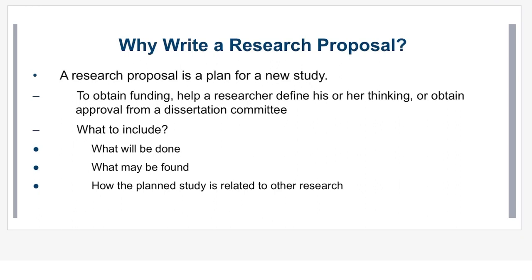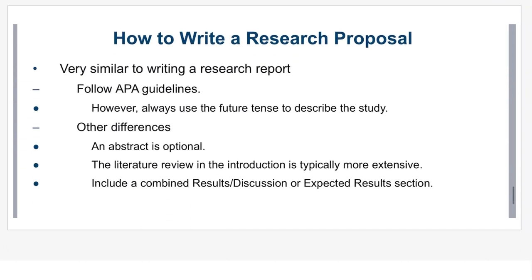So what do you need to include in a research proposal? Hopefully you guys already know this from doing yours, but you're going to talk about what will be done in the study, what may possibly be found in the study, and how the planned study is related to other research. Again, that literature review and relating it back to previous research. So how do we write it?